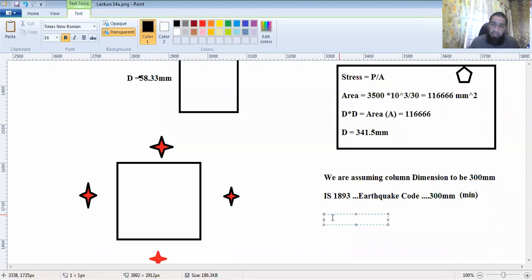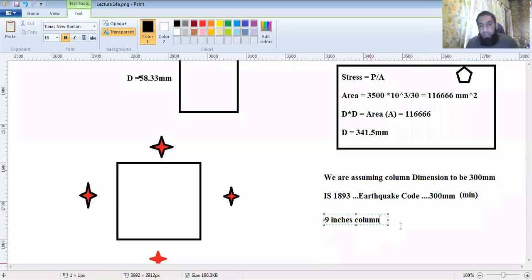And I have seen many constructions happening where they are taking a 9 inch column. They say the load is not that much, so a 9 inch column is fine. They calculate from this formula that the load there will not be much, and they take a 9 inch column. But as per the earthquake code, you cannot take a 9 inch column. You have to at least take an 11.9 inch column, so that's around 300 mm. You have to at least go for a 1 feet column as per the earthquake considerations.